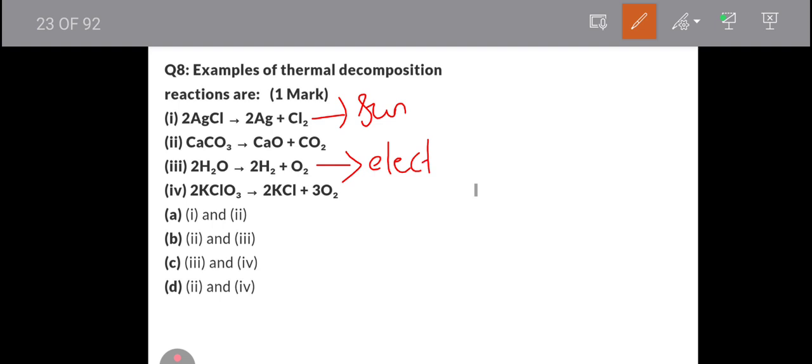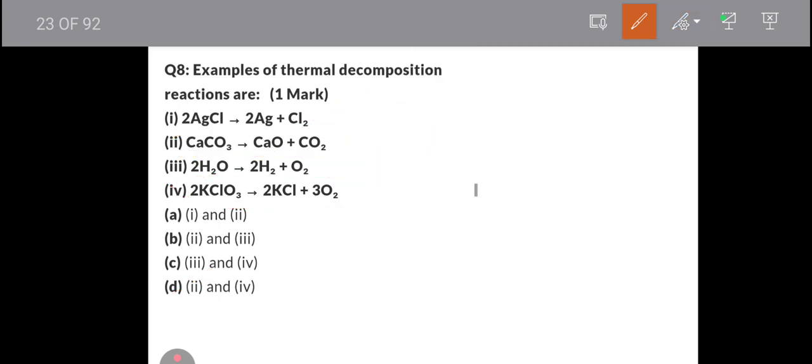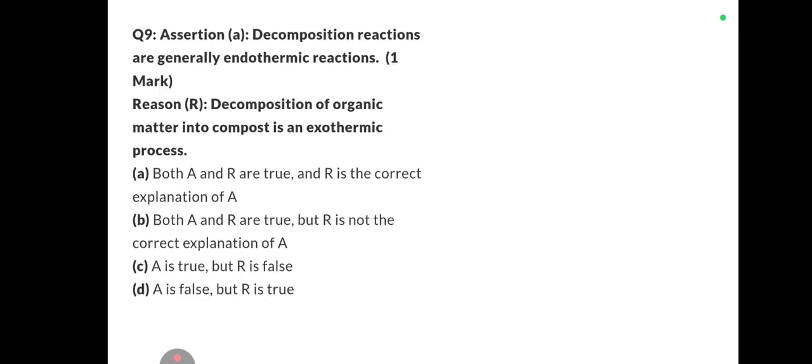Now you just see decomposition of calcium carbonate. We have seen thermal decomposition of calcium carbonate. So this is a thermal decomposition reaction, and this one is also thermal decomposition. So the correct option is option 2 and 4, that is option D. Hope this is clear to you. Let's move to the next question.